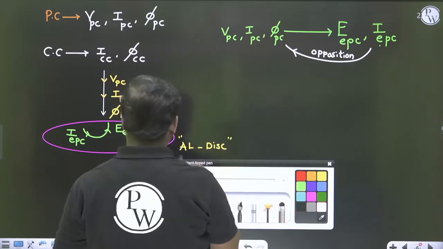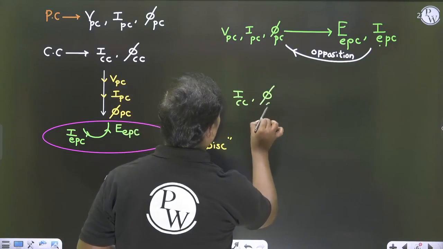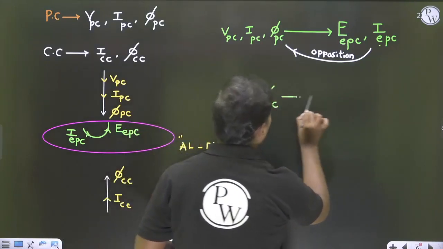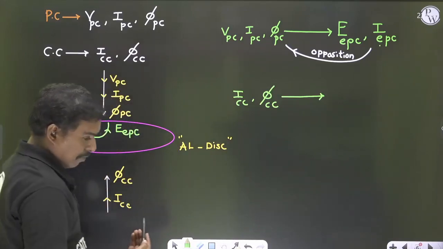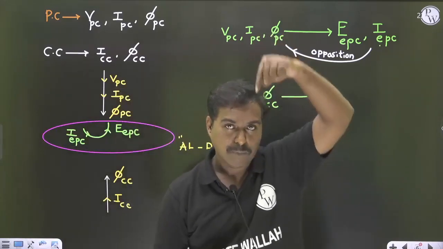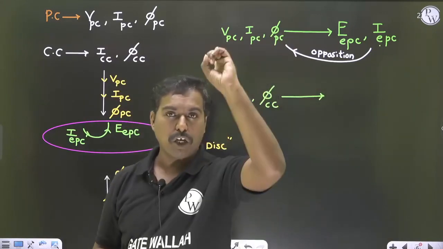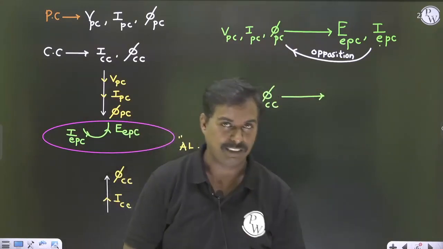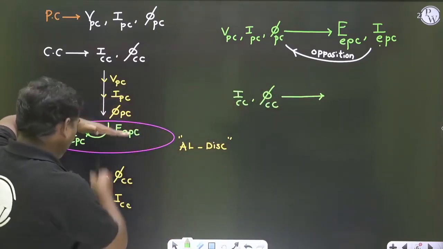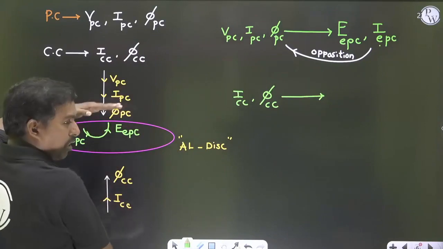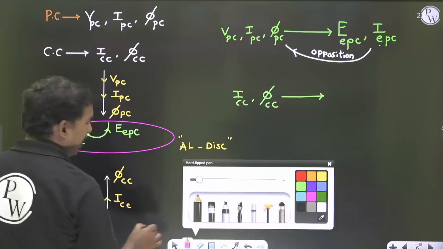Similarly, if you see from the bottom, the current passing through the current coil creates flux in the current coil. This flux in the current coil, definitely, what happens? Try to understand. Top to bottom, the flux due to the pressure coil is acting. Bottom to top, the flux due to the current coil is acting. You understand? See the direction. Now, when this flux cuts this particular aluminum disc, then what happens? Here also, it creates a certain eddy EMF.